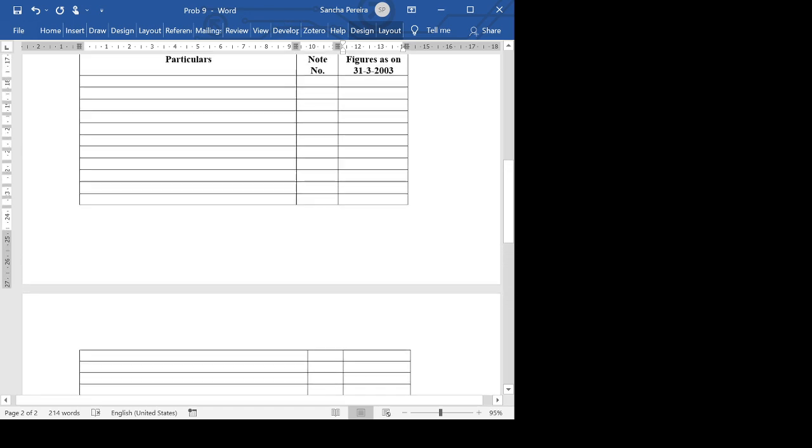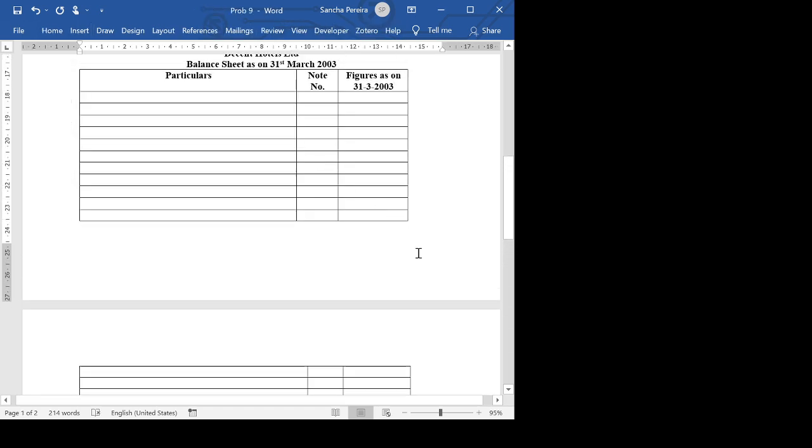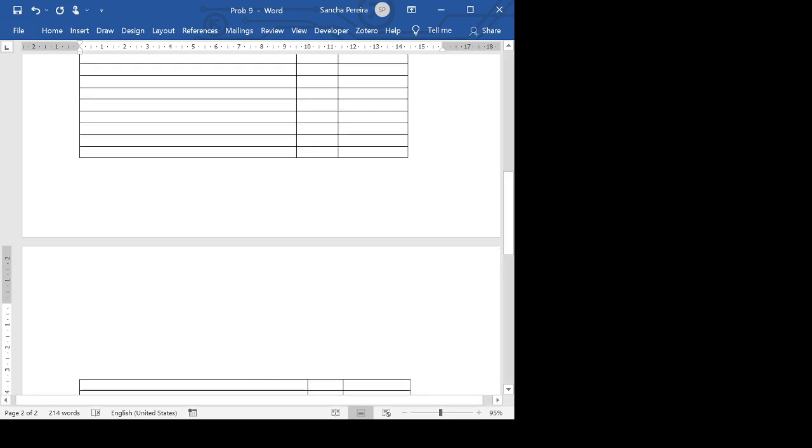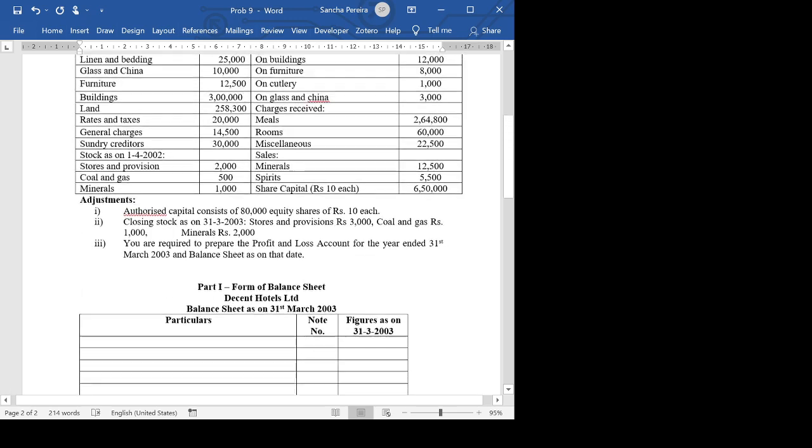Below the balance sheet, we will have the notes to the balance sheet. So you can leave around 1.5 page. Okay, so below the balance sheet, we will have the notes to the balance sheet. So leave space for the notes, those who are solving with me. And then we will have the profit and loss account.